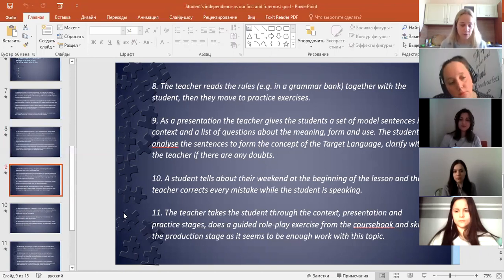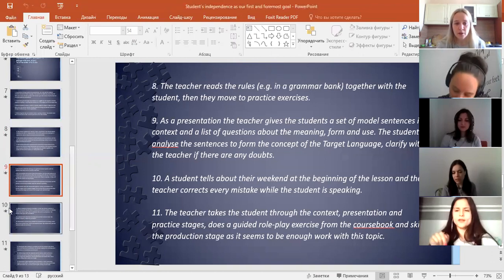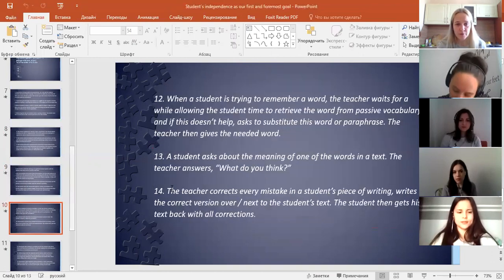Okay, so this is about number 11. More questions, more points. Number 14. Can we have a look at number 14? Number 13. 14, yes. Here we were talking about correction, yes? In the way it's described here, it's not very good because the teacher actually does all the job for the student.